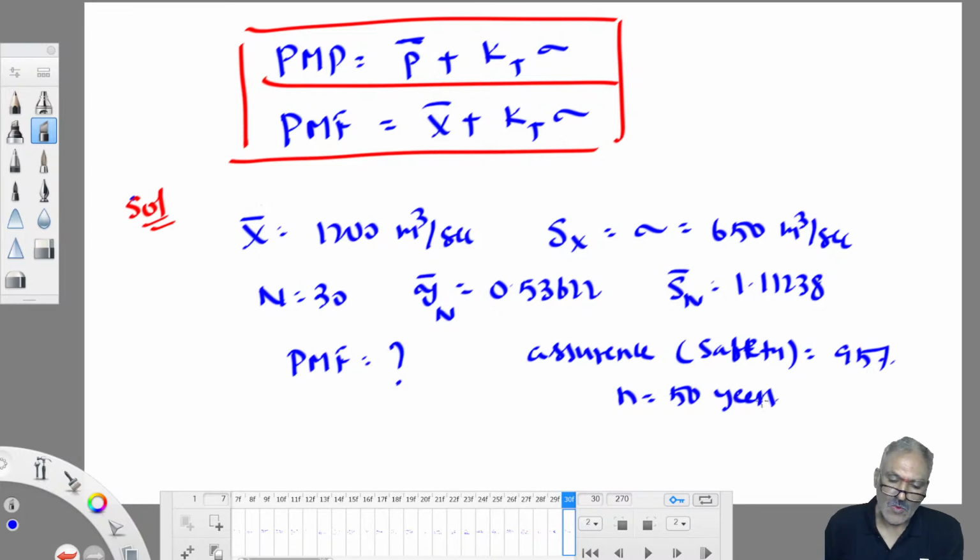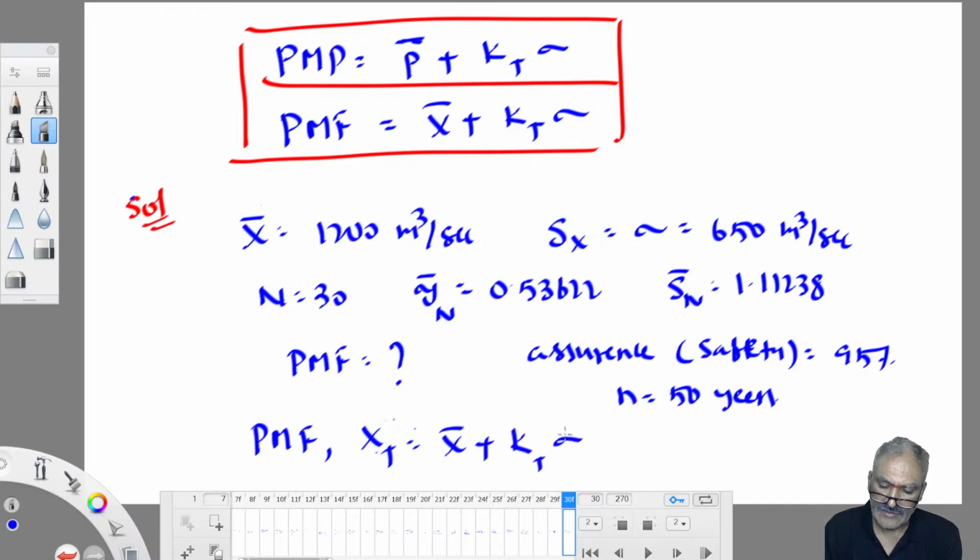So what is required to work out this probable maximum flood? It is x bar plus, we call it xt, having some return period. We denote it by xt is equal to x bar plus kt into sigma. So x bar is given, sigma is given, kt value we have to work out. To work out kt value, we require yt value.